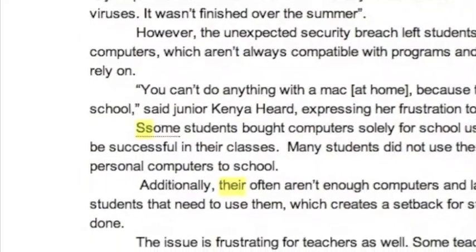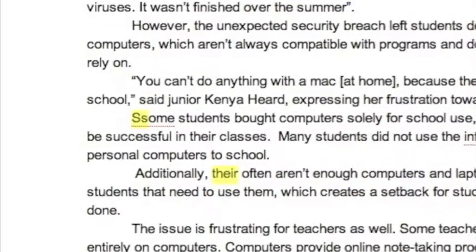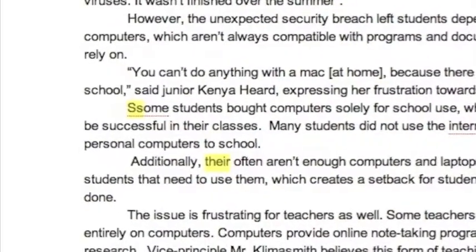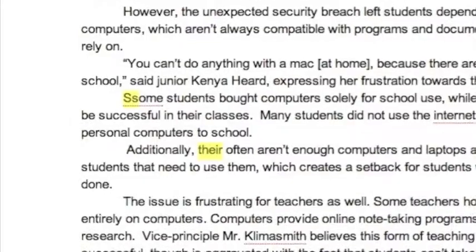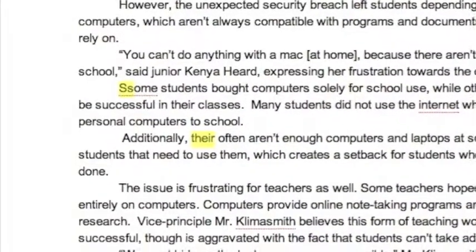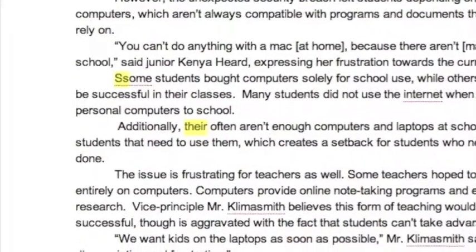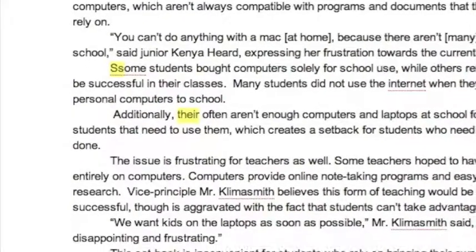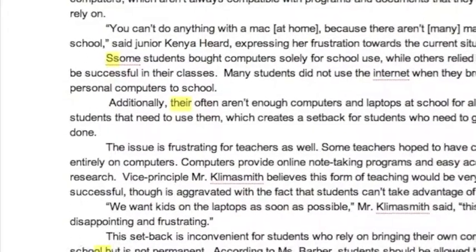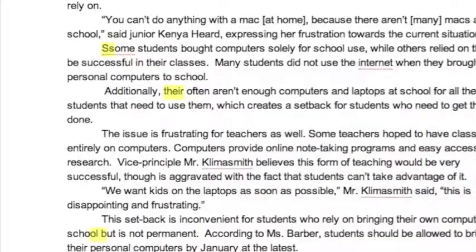In the seventh paragraph, the word there, T-H-E-I-R, should be spelled there, T-H-E-R-E, because the latter is always used with a verb, whereas T-H-E-I-R is used to indicate possession. In the last paragraph, there should be a comma after the word school, because the word but afterwards is a fanboy.